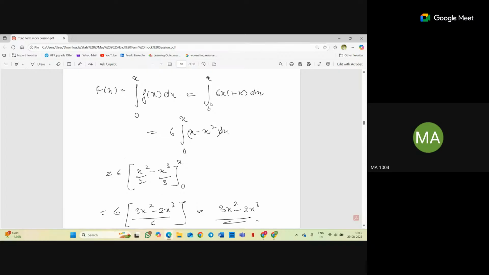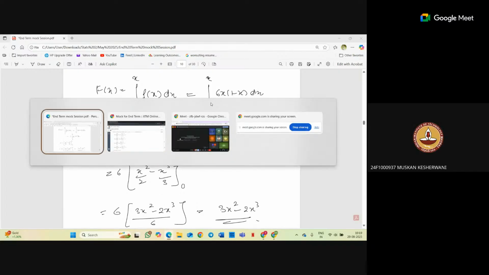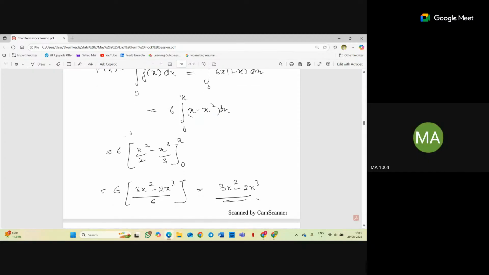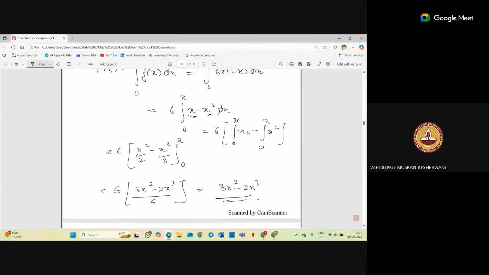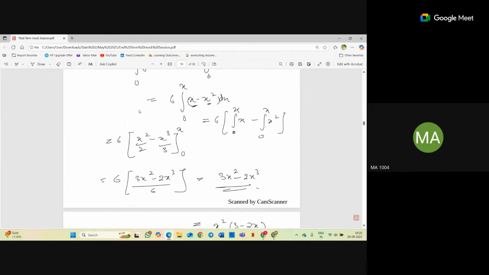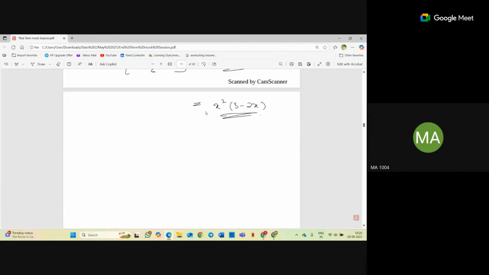Any doubt? Ma'am, in the integration part, I just have a doubt. After integration, like x minus x square, I just integrated separately. So I first integrated x, then I integrated x square, like x square by 2 minus x cube by 3. Okay, so I'm integrating x first, then again I'm integrating x square. Yes, fine. So this is 3x square minus 2x cube, which is x square multiplied by 3 minus 2x.